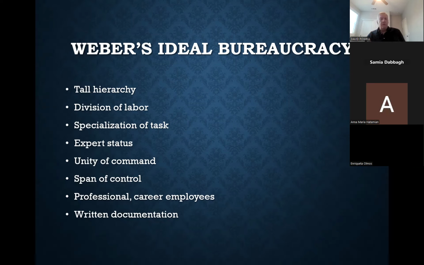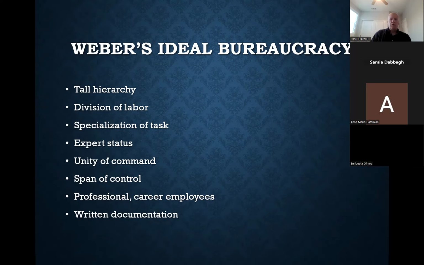That type of pyramidal shape to our structure means that most of the direction, most of the orders are going to come from the top down. So it's a very centralized, very top down type of situation. So he believes that we should structure all of our organizations in this very stringent, very tall hierarchical system.